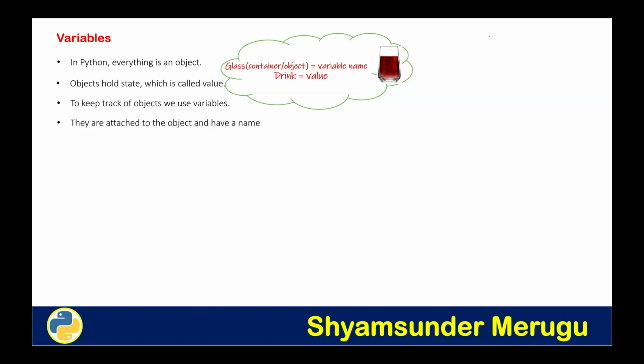Coming to variables, variables are like containers. So here glass is a variable name and itself a container which holds the drink. The drink can be treated to be a value. Now coming to Python. In Python, everything is an object. Object holds the value or information or data. To keep track of objects, we use variables. They are attached to the object and have a name. Object has the important data, the value and the type of data.